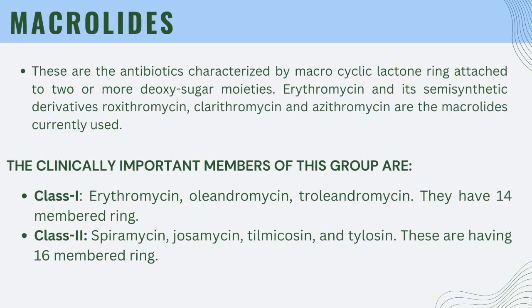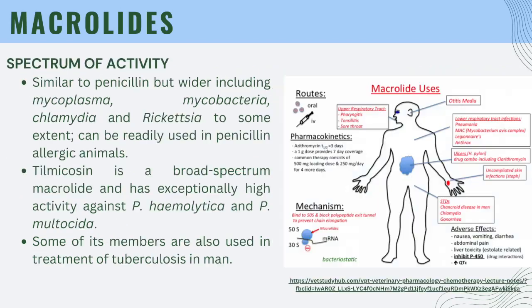Now let's talk about macrolides. These are antibiotics characterized by a macrocyclic lactone ring attached to two or more deoxysugar moieties. Macrolides can be divided into two: Class 1, those that have a 14-membered ring, and Class 2, those that have a 16-membered ring. This group is similar to penicillin but has a wider spectrum of activity. This also means that you can use macrolides in animals that are allergic to penicillin. Some members of macrolides are also used in treatment of tuberculosis in man.